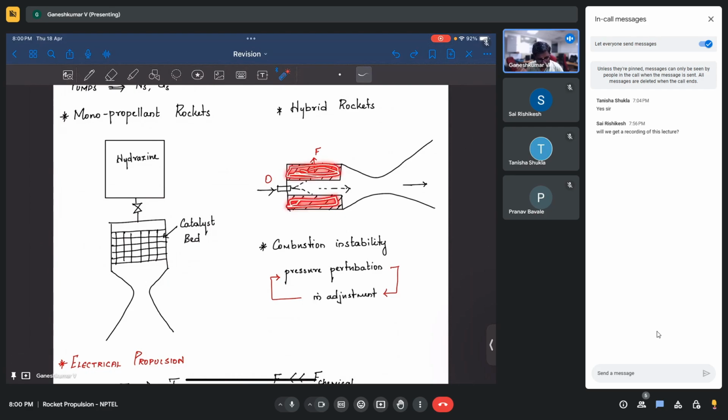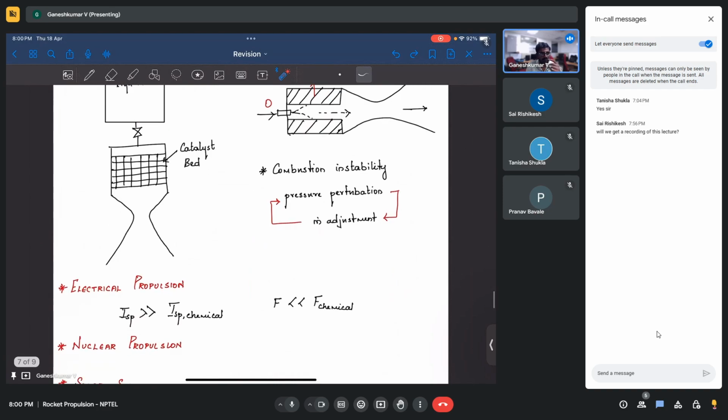Here only fuel grain will be there, and then you need to spray oxidizer on top of it in order for it to react, and then gases will generate and go out. That's a different way of hybrid rockets. And also we slightly touched on combustion instability, right?